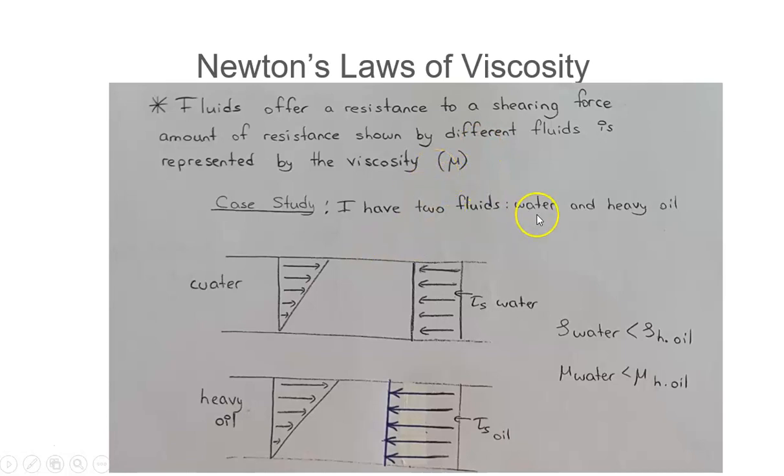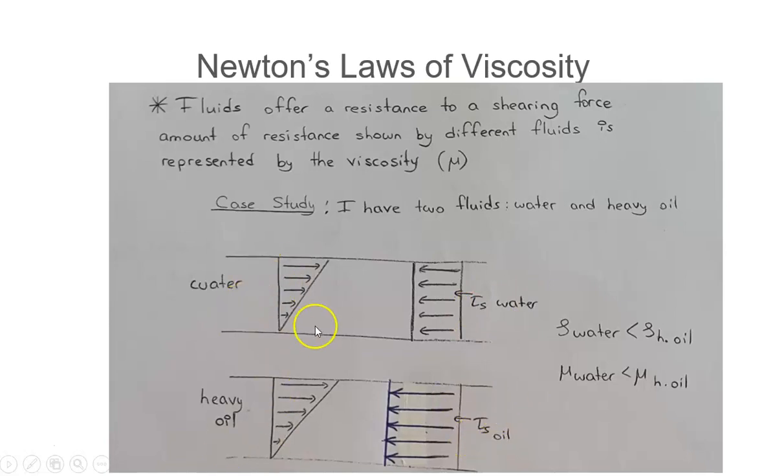So there are two fluids here that we want to quickly look at. We have water and heavy oil. We want to compare the two fluids together. As you can see, we have water here, and then we have a fixed plate and a moving plate at the top for both of them. And then you notice that we can represent these. This is our tau of water, which is the shear stress or opposing resistance of water, and this is the shear stress of oil.